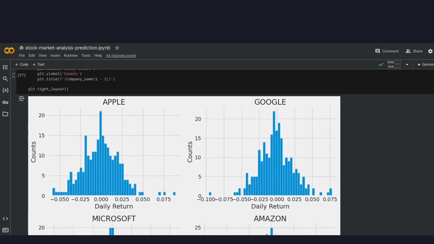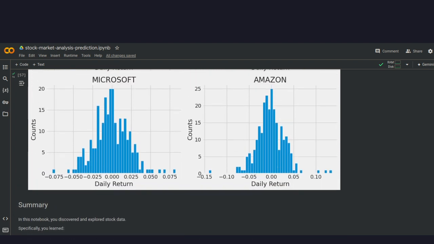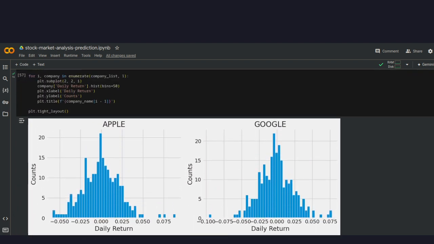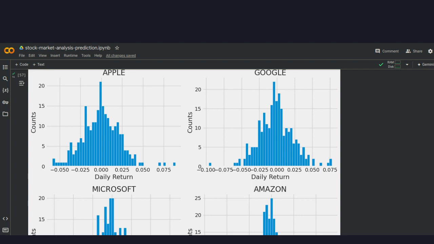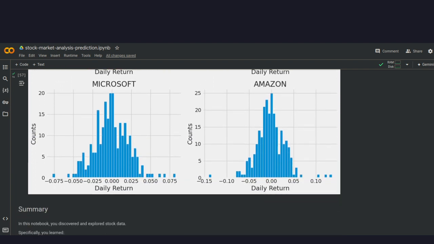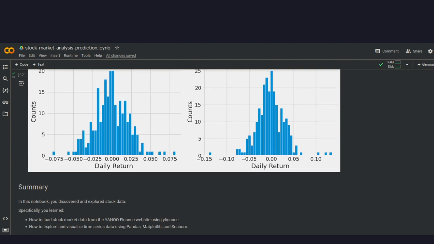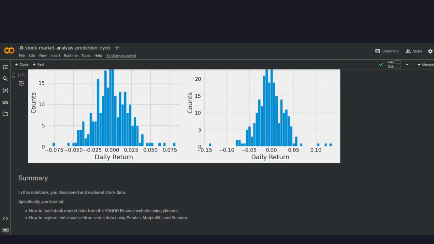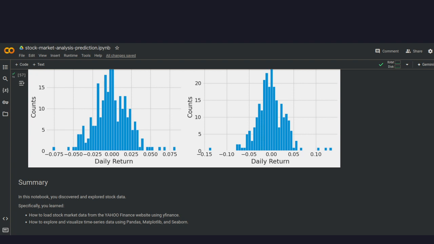Let's plot, and we can see this is the daily return of a stock on average. And as a summary in this notebook, I just took the highlights of these points: how to load the stock market data from Yahoo Finance, and how to explore and visualize time series data using pandas and matplotlib, and in a future video I will use Seaborn.